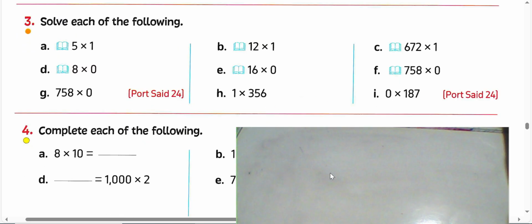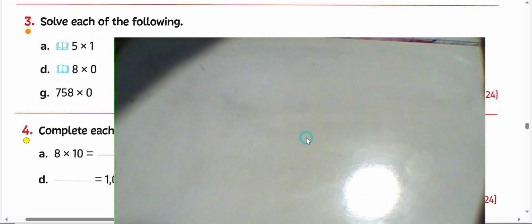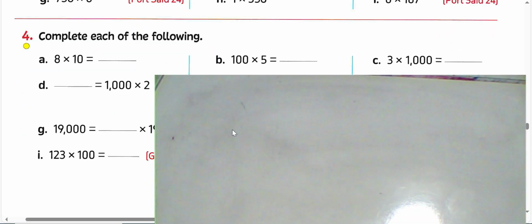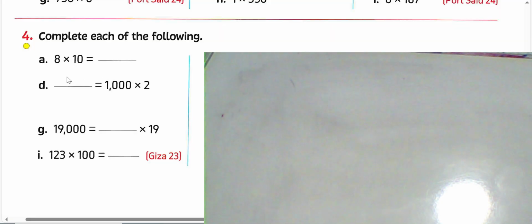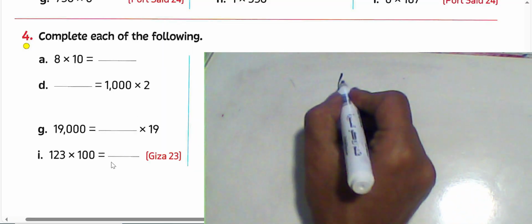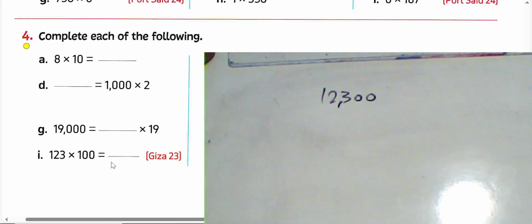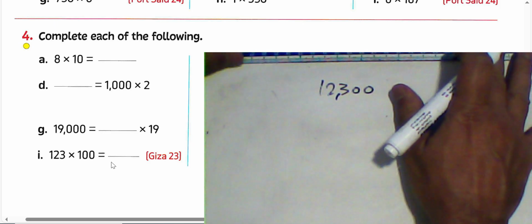Solve each of the following. 5 times 1 equals 5. 8 times 0 equals 0. 785 times 0. Next question. 8 times 10 equals 80. 19,000 equals 1000 times 19. And 123 times 100, it will be 123, and then write double zero. The result will be 12,300. Okay.